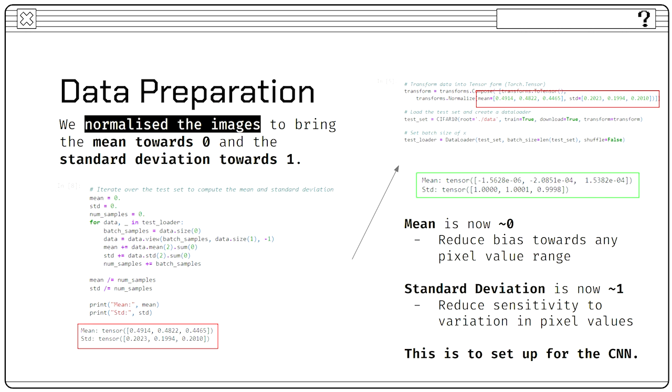We prepared the dataset for the CNN by normalizing it using PyTorch functions based on the mean and standard deviation of the raw data. This is an important step in pre-processing the data to ensure that the images are on a similar scale and to avoid any bias towards particular features of the data. After normalizing, our mean leans towards 0 and our standard deviation leans towards 1.